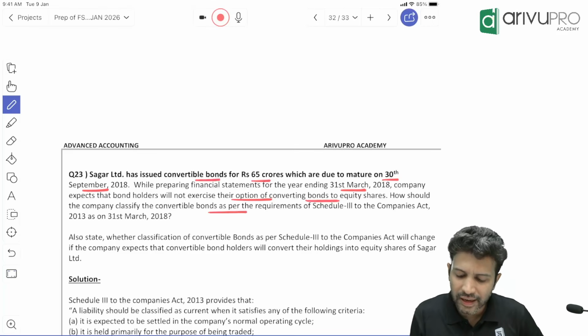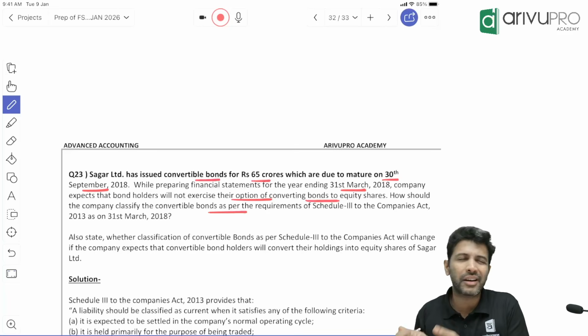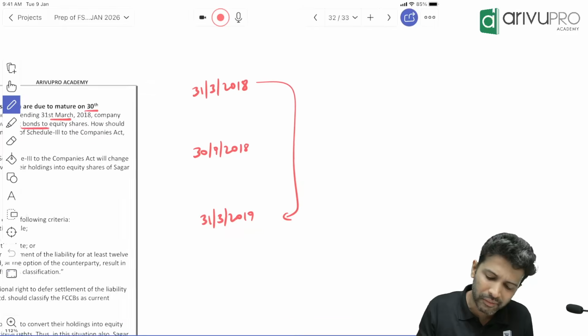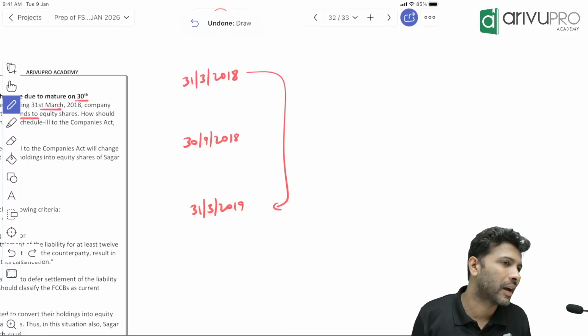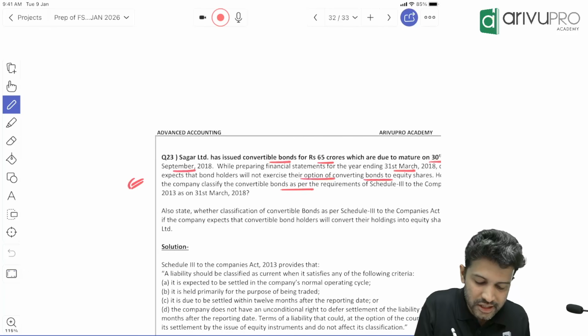How should the company classify this bond? Doesn't matter whether you are converting or whether you are paying cash. Redemption is happening within 12 months from the balance sheet date. So it has to be a current liability. So in the first case, the answer is that it has to be classified as a current liability.